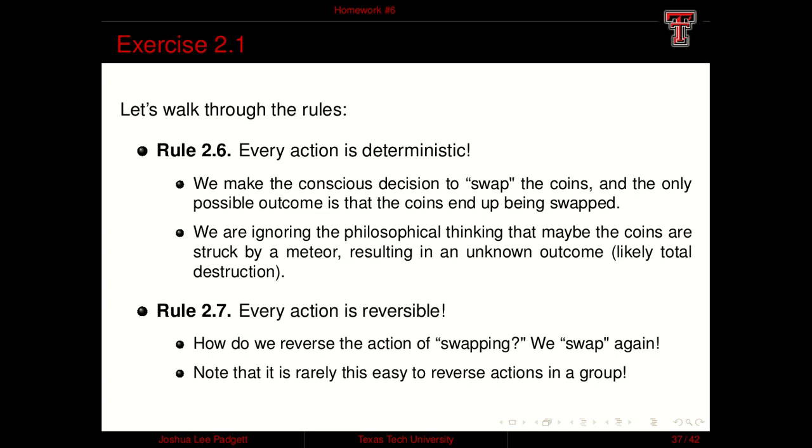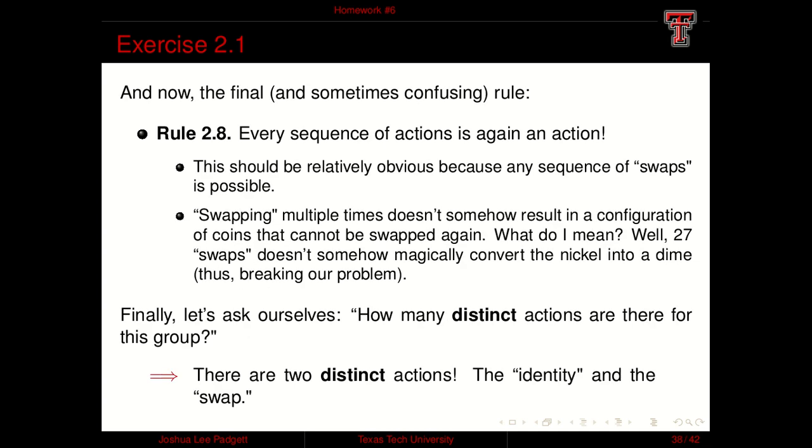Every action is reversible because if I swap the coins, I can undo it by swapping them again. However, what you want to note is it's rarely this easy to reverse the actions in a group. For instance, with the Rubik's Cube, you can't just perform the same operation again. You're not guaranteed to end up back at the original position. So this is a very special situation. And so the final and somewhat confusing rule is every sequence of actions is again an action.